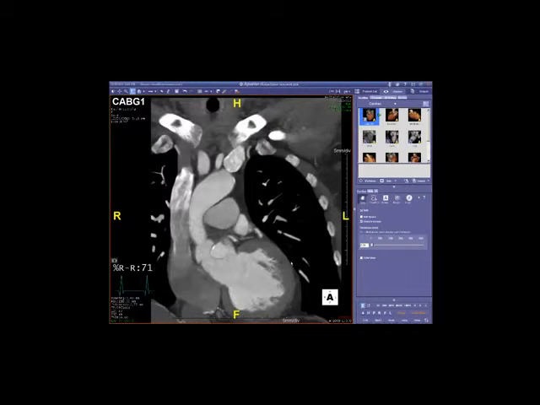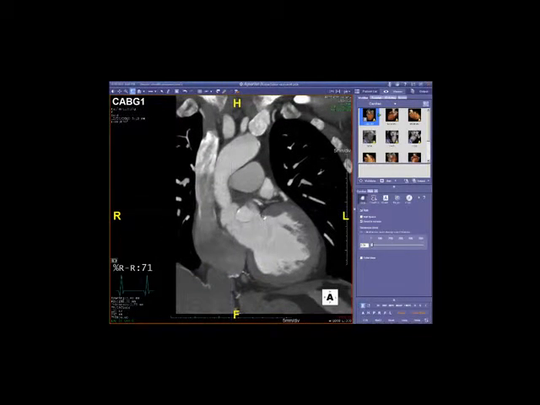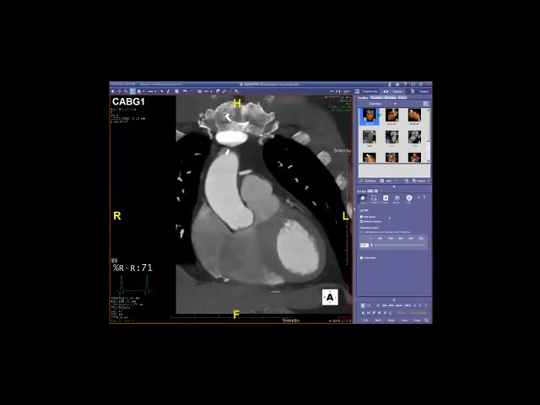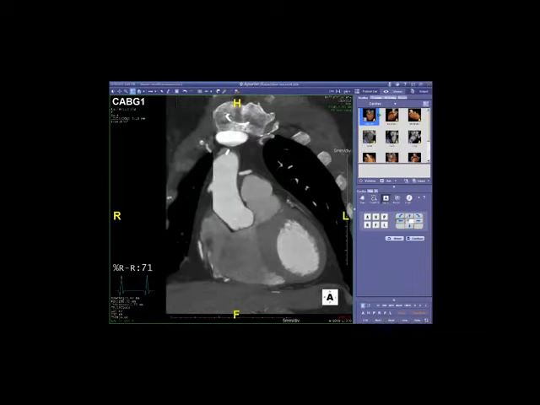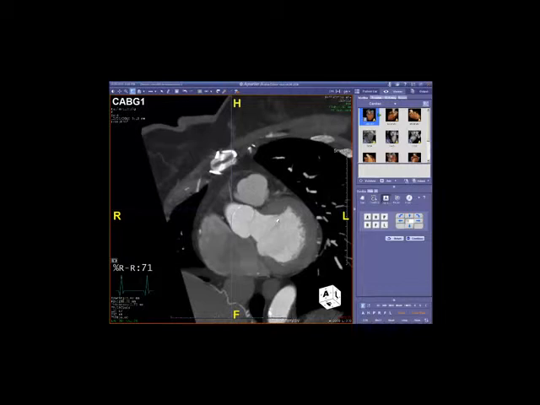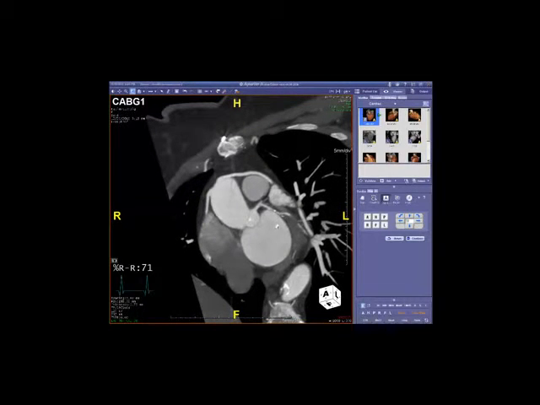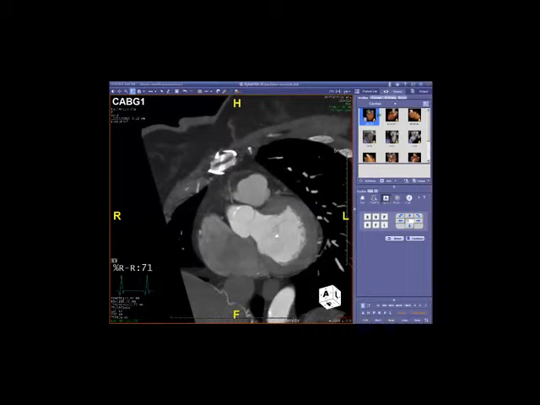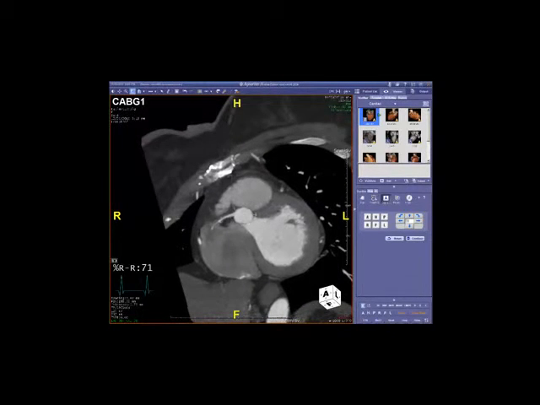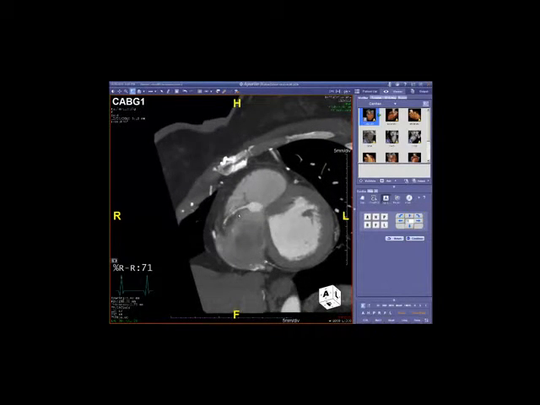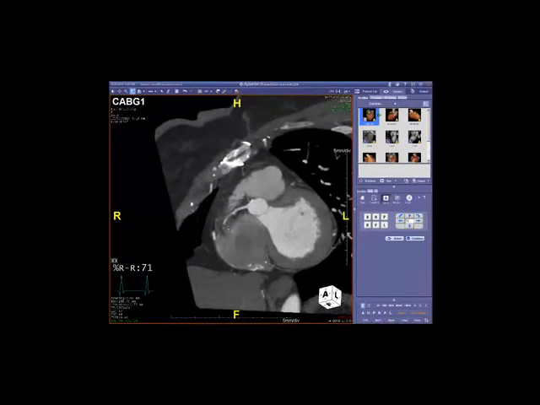And finally, let's go look at the native right coronary. Let me see if I can get us into a little better orientation. And I'll find the very beginning of the native right coronary right about here.